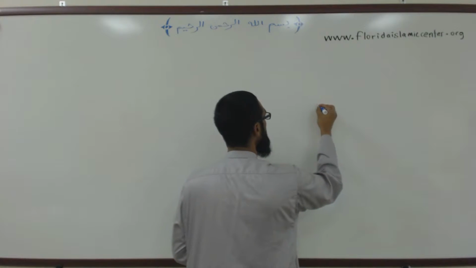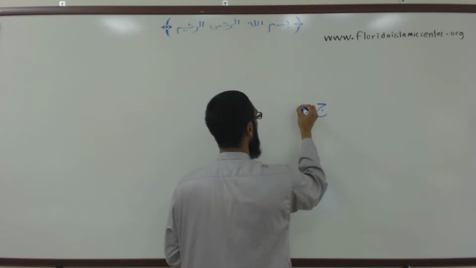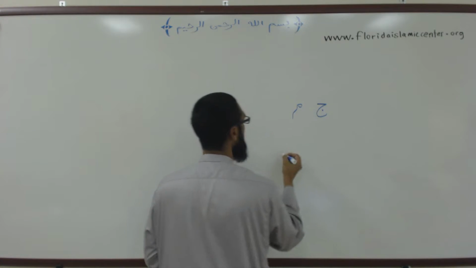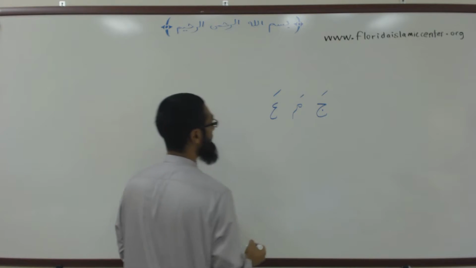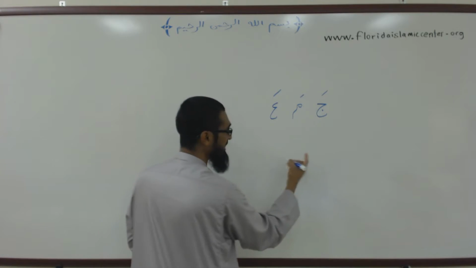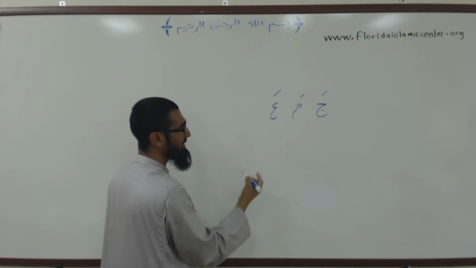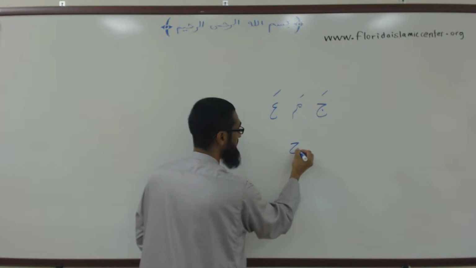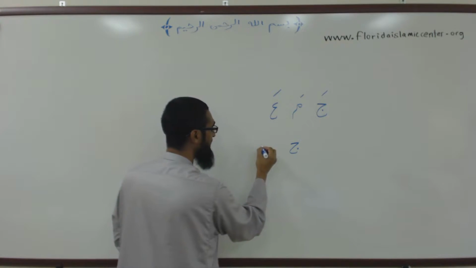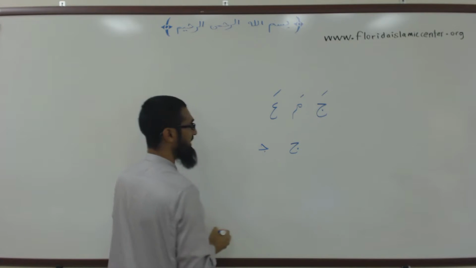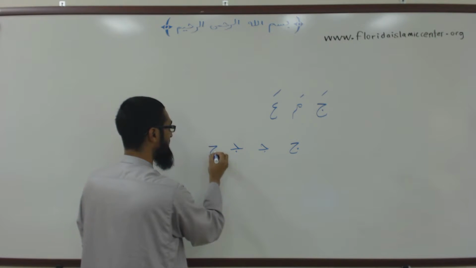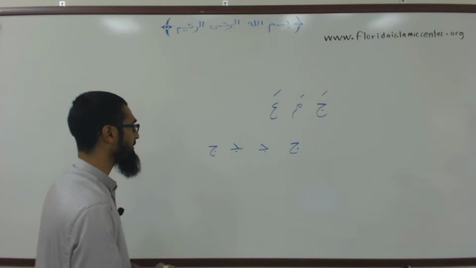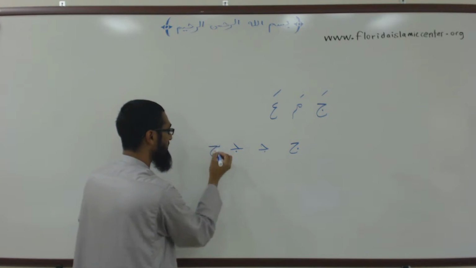So here we have jim, meme, and ayn. Let's take each letter and see what it looks like in the beginning, middle, and end. First, jim. Jim in the beginning looks like this. In the middle, it looks like this. And in the end, it looks like this. That's jim, something connecting to it.